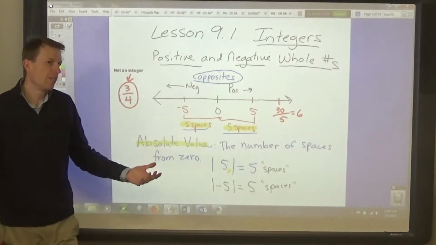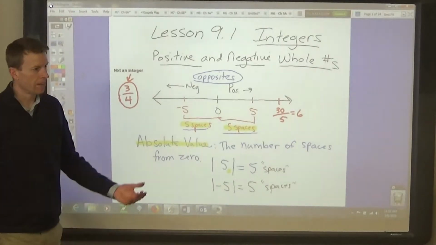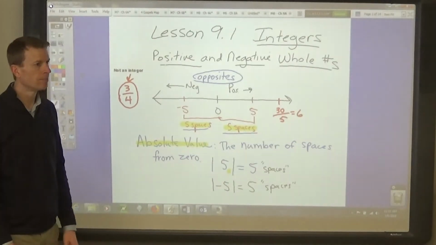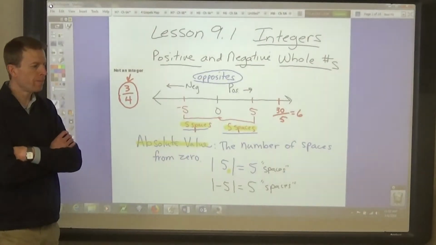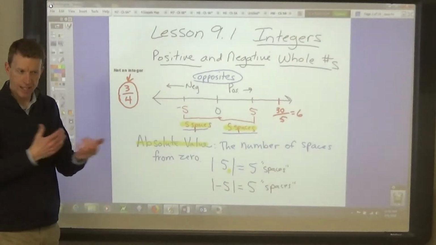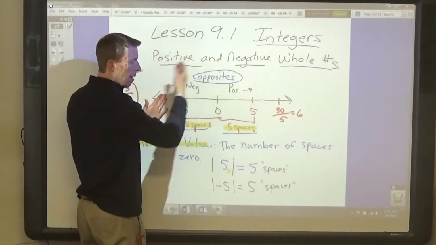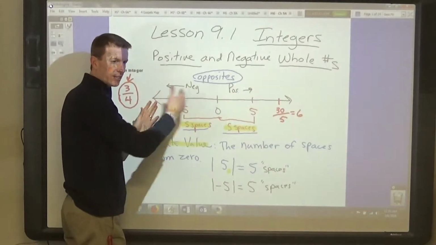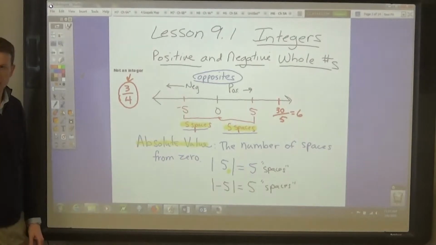What's the opposite of negative 10? Andreas? 10. Positive 10. Right? Yeah. What's the opposite of 50? Abby? Negative 50. Right. Because it would be on the opposite side of 0, 50 spaces away from 0, but on the opposite side. So those are called opposites.